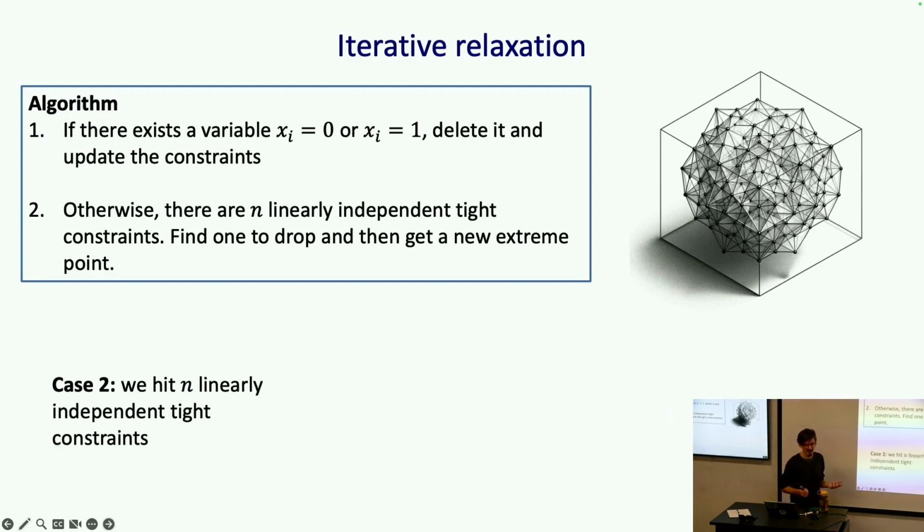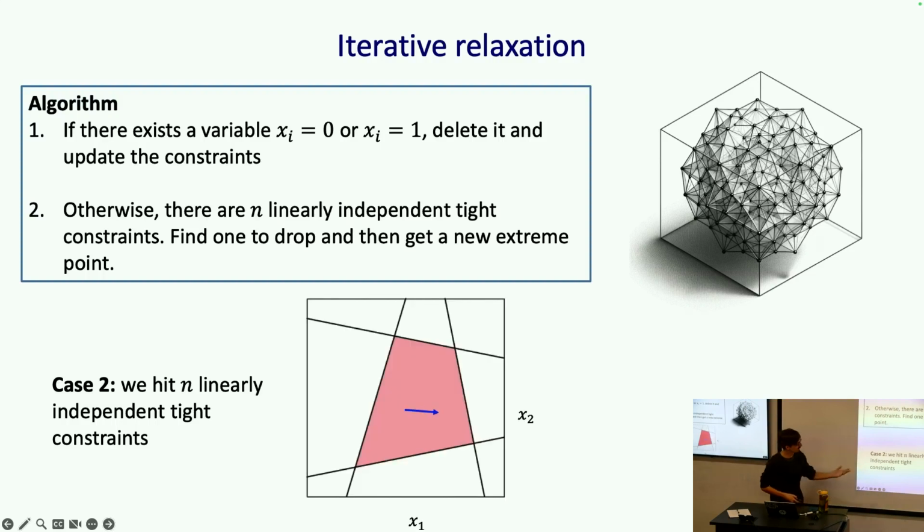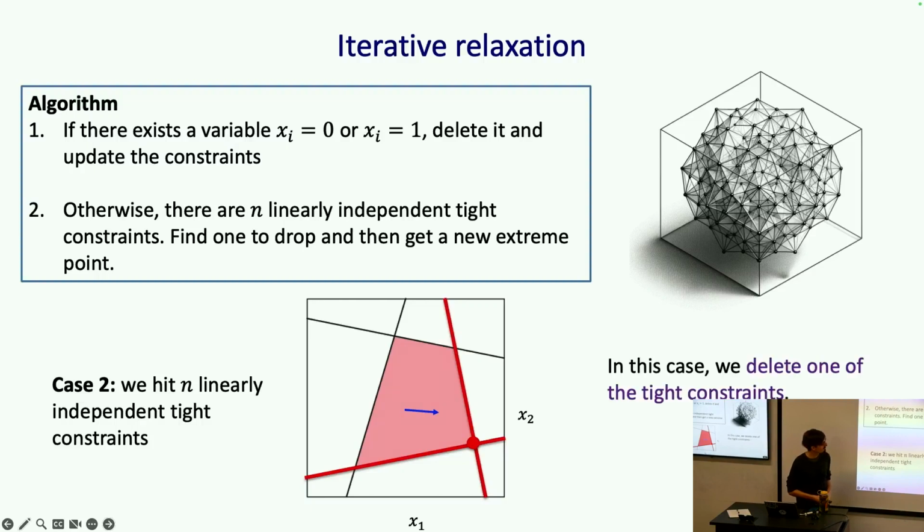The interesting thing that can happen is maybe I hit n linearly independent tight constraints that are not trivial. For example, we already saw this. Here, n equals 2, and we can actually hit a vertex that has no variables set to 0 or 1. In this case, what should we do? It turns out to depend on the problem, but the iterative relaxation framework says you should delete one of the constraints that's tight. So this is problem specific, but let's say I delete this constraint.